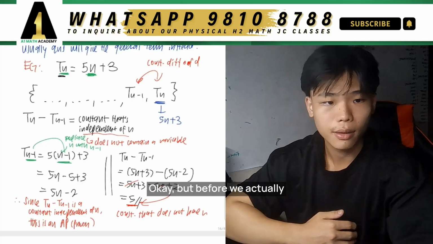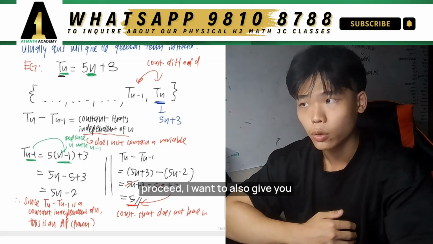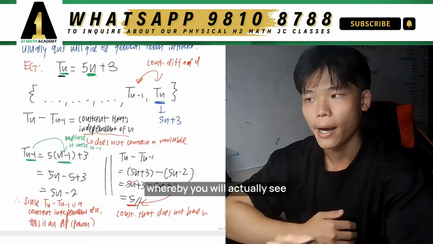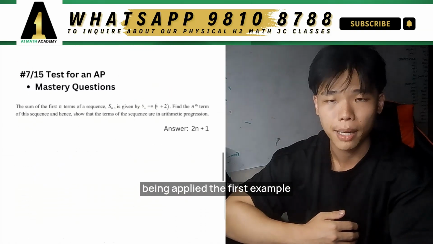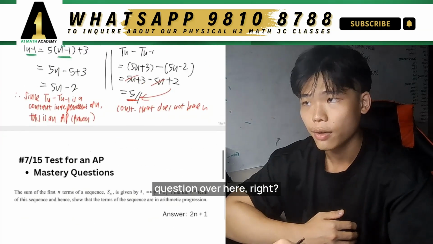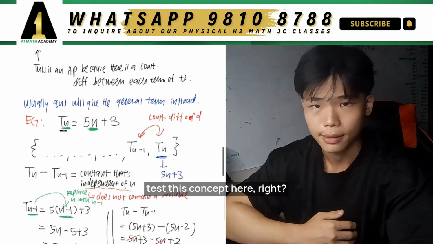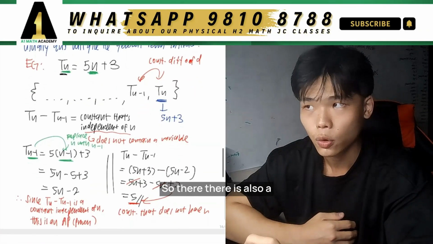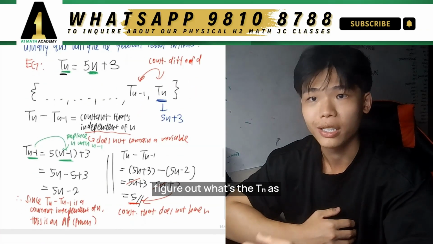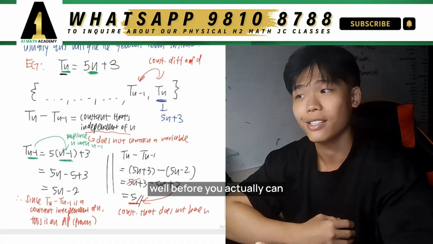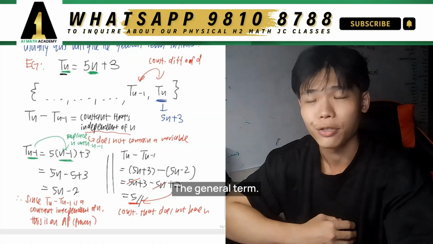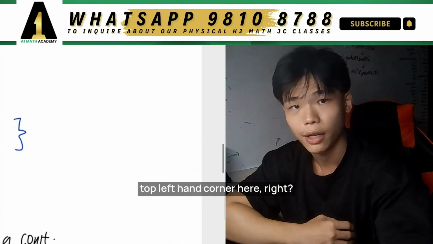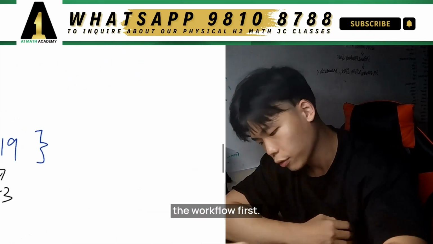Okay? But before we actually proceed, I want to also give you a very classic case of questions whereby you will see this being applied. Usually, questions that test this concept sometimes won't give you the Tn straight away. So there is also a case whereby you have to figure out what the Tn is before you can jump to this step, the general term. So I'm just going to be introducing another concept over here in the top left-hand corner.